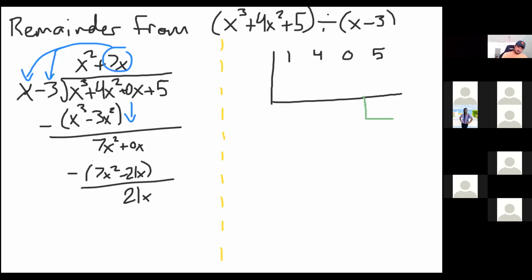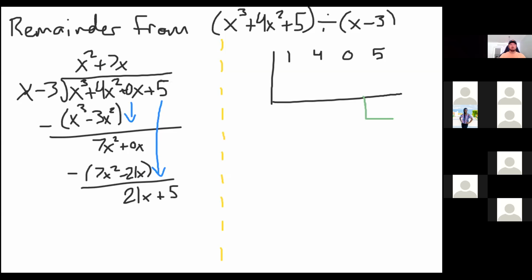Let me erase some of this stuff to declutter. And then I make sure I drop down my next term. So I dealt with the x squared terms, and I dropped down the x term. Move over, and now I'm going to deal with the x term, and I'm dropping down the constant. So this will be 21x plus 5.